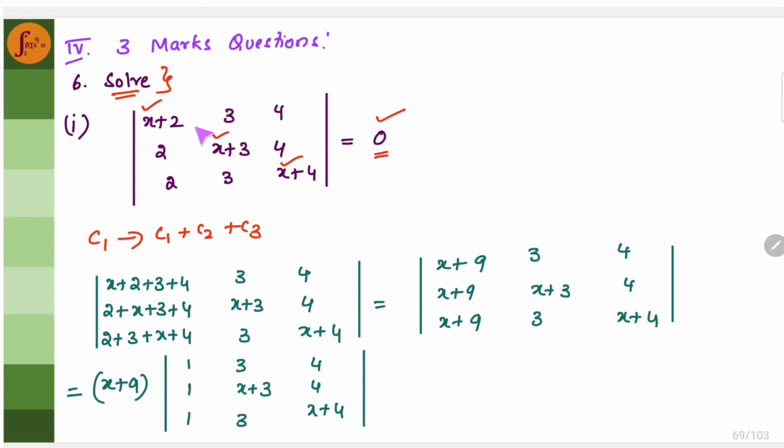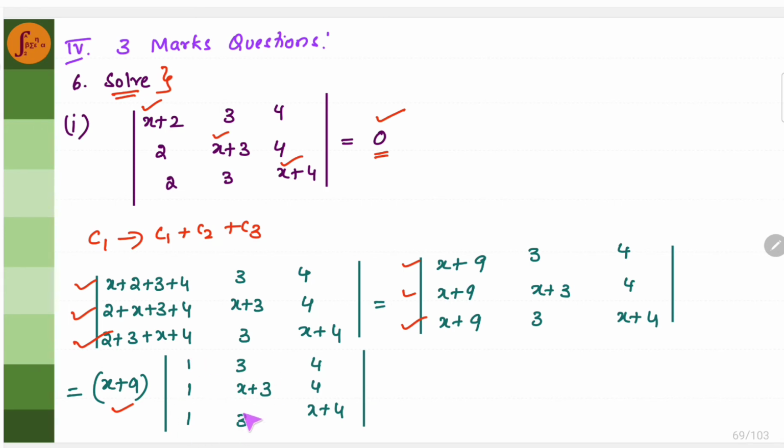See, one clue here is the numbers: there is a pattern here. You have the same kind of numbers: 3, 4, 2, 4, 2, 3, 4. So this is one clue. What you do is add all these numbers: X plus 2 plus 3 plus 4, X plus 2 plus 3 plus 4. The numbers are the same, so obviously when you total it up, you're going to get the same number. You're going to get X plus 9. So this is a clue. When you get the same number, that means you can take it as a common factor, right?